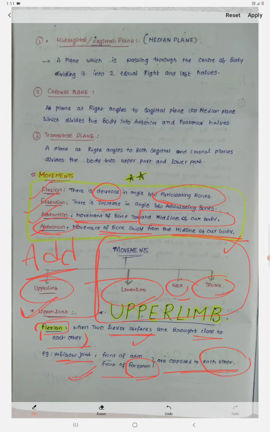Arm means where the humerus bone is present, and the forearm means the bones are radius and the ulna. Radius on the lateral side, ulna on the medial side. This is also important, remember, they are opposite to each other. This is called flexion of the upper limb.